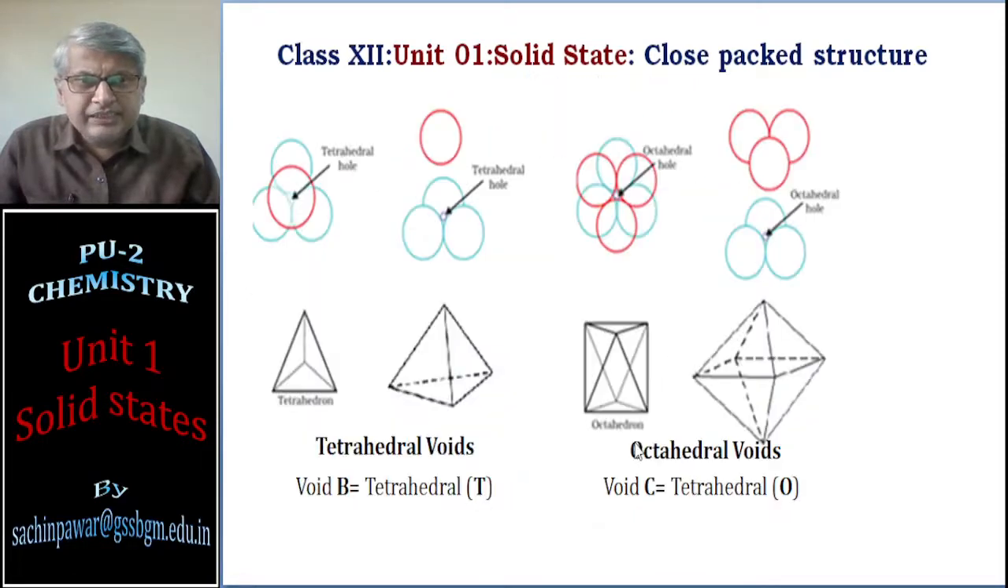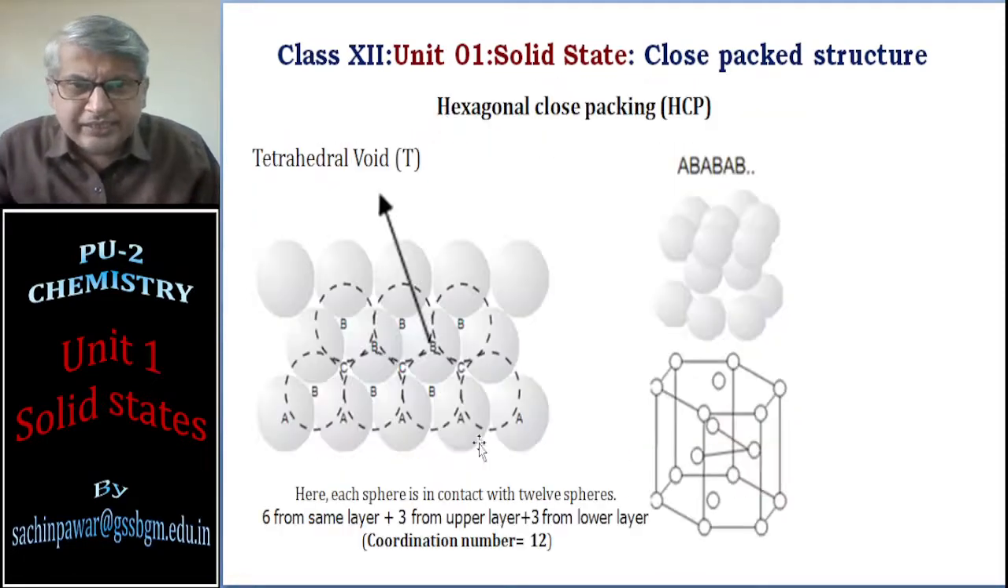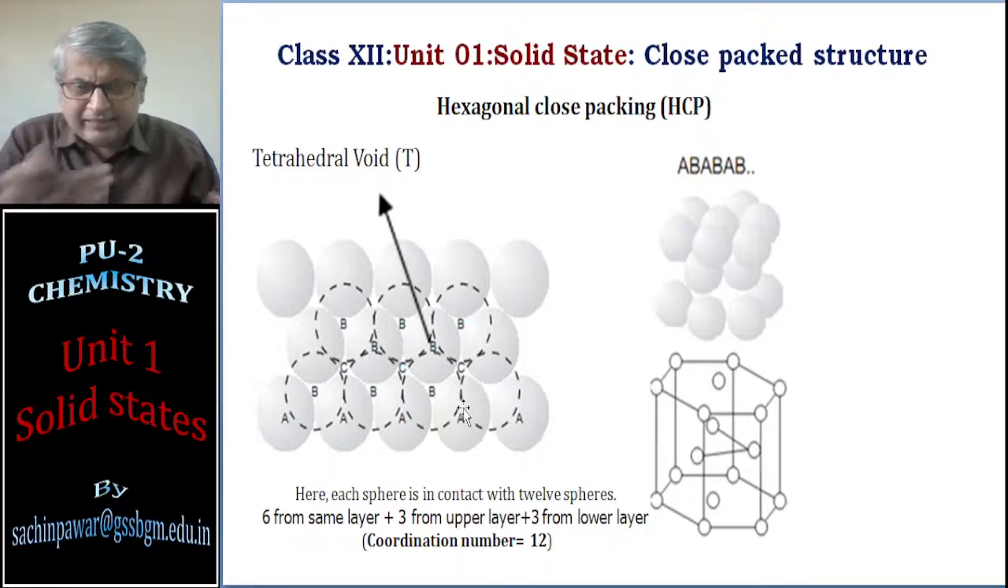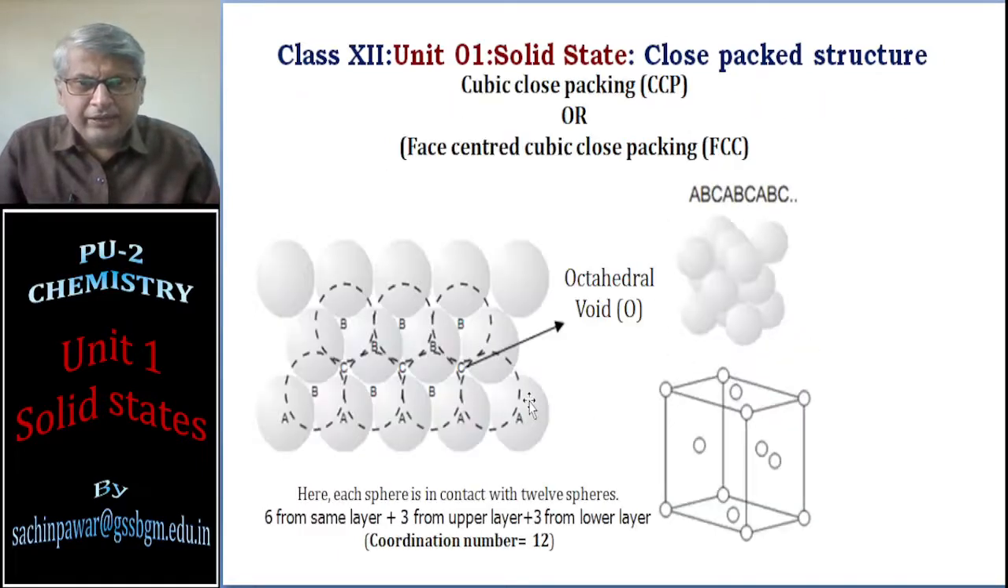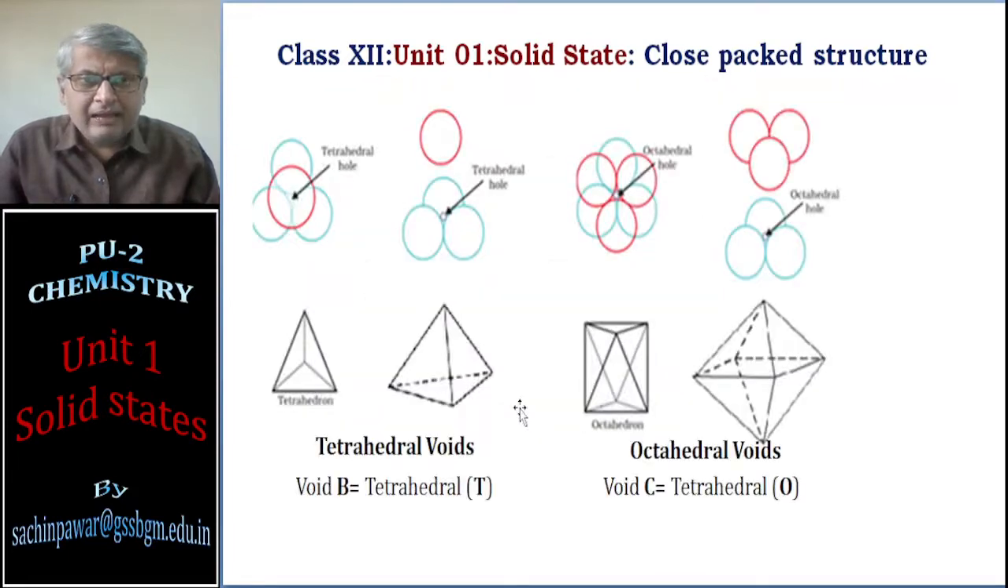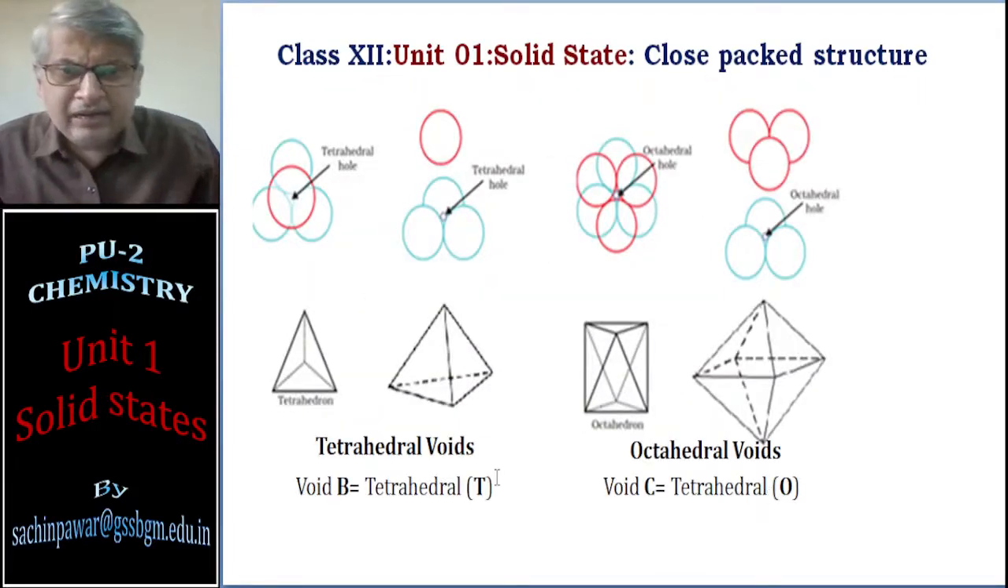Octahedral void is a C void. Okay, so just see here, C void is octahedral void. 3 particles of the second layer and 3 particles of the first layer are in contact, so this is an octahedral void. Okay, so I have octahedral void and tetrahedral void.